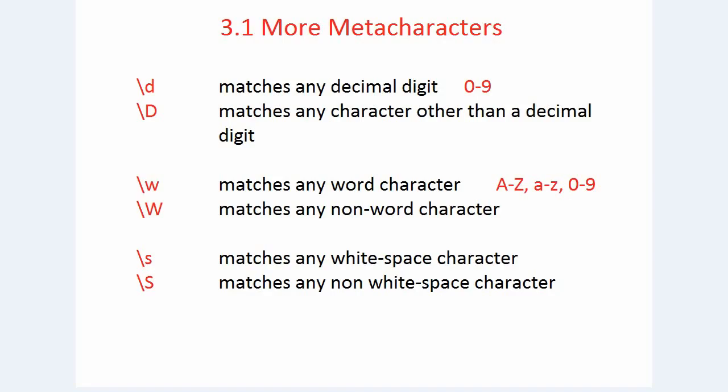The next meta character is backslash lowercase w. It matches any word character, uppercase from A to Z, lowercase from A to Z, and 0 to 9. The alphabets and numbers are called word characters, so it will match any word character, backslash lowercase w.